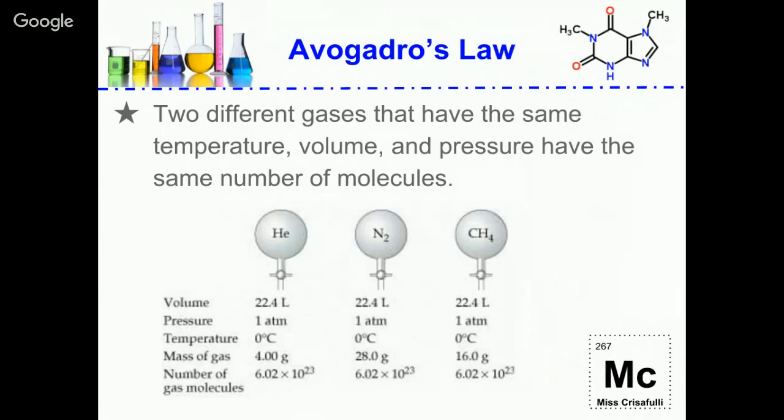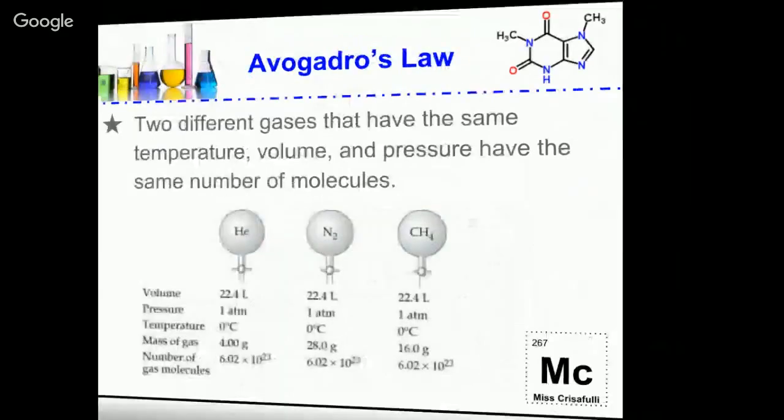If we have 22.4 liters of helium, nitrogen, and methane gas, all at the same pressure and all at the same temperature, the masses of the gases are going to be different because the molar masses of those elements and compounds are different. But look at the number of molecules. That's going to tell us that we have the same number of moles of gas.